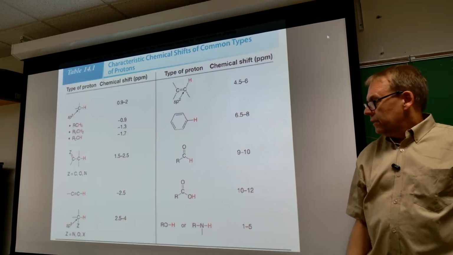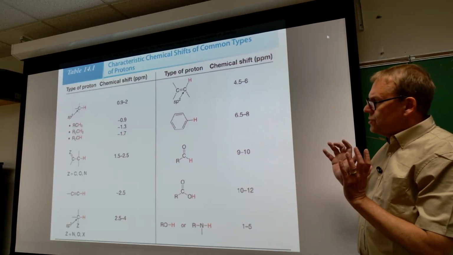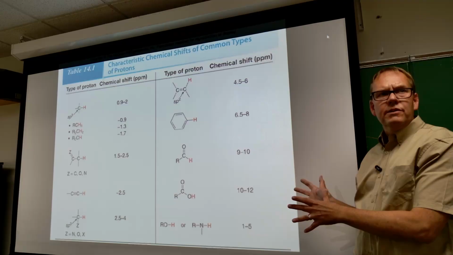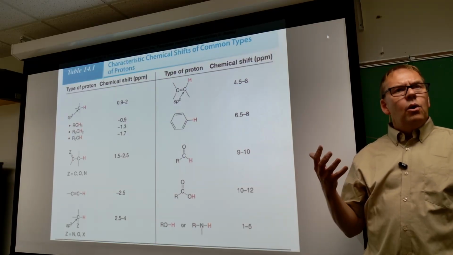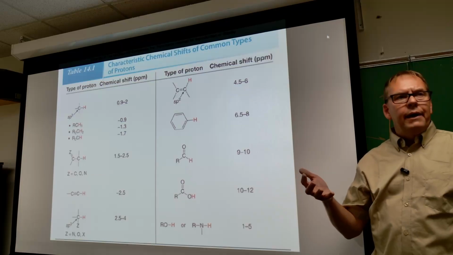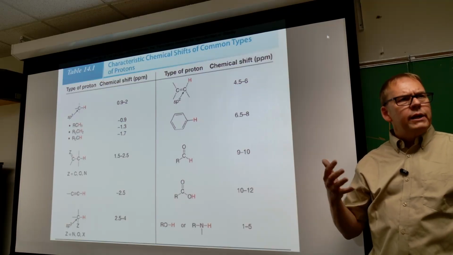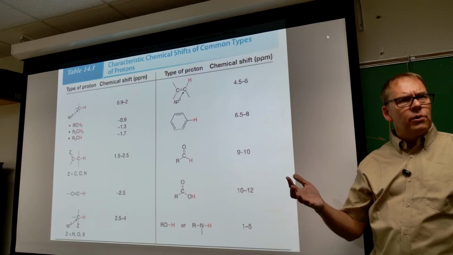So like I said, don't try to memorize this, but definitely have this in front of you when you're looking at an NMR spectrum and trying to digest it and figure out, what is it telling me? Why are peaks where they are? And what is this peak telling me? What kind of proton might this be?